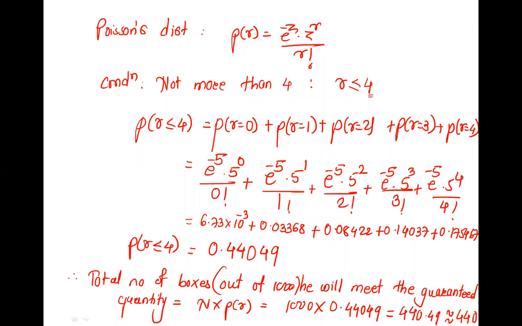Okay, is this clear? This is the probability, and we need to find the frequency, so we just multiply it by the total number. Okay, so next question we'll see now.